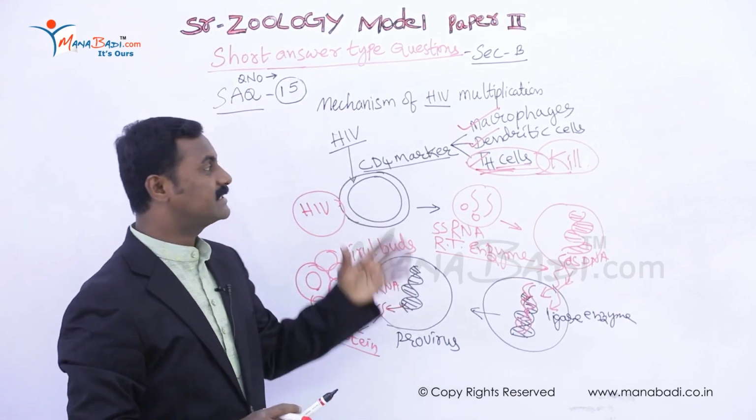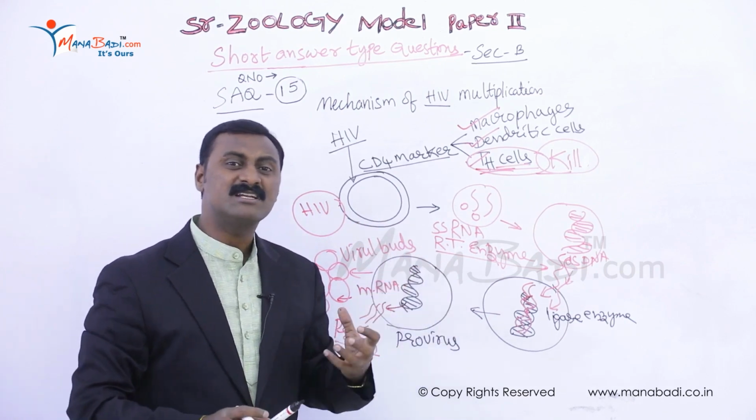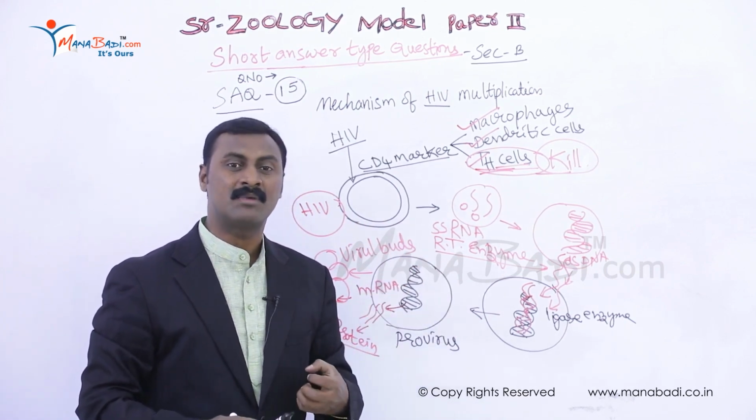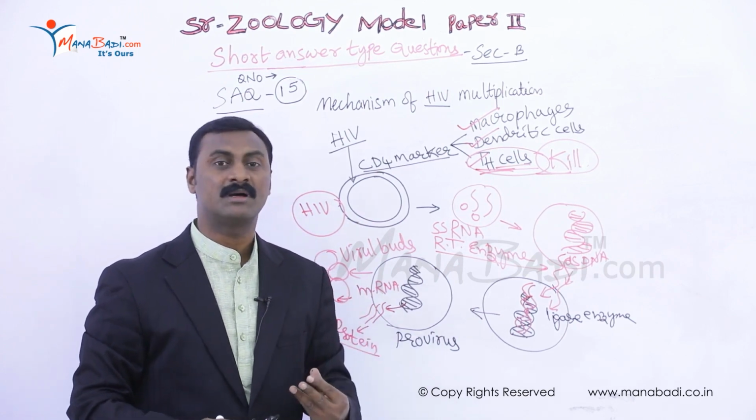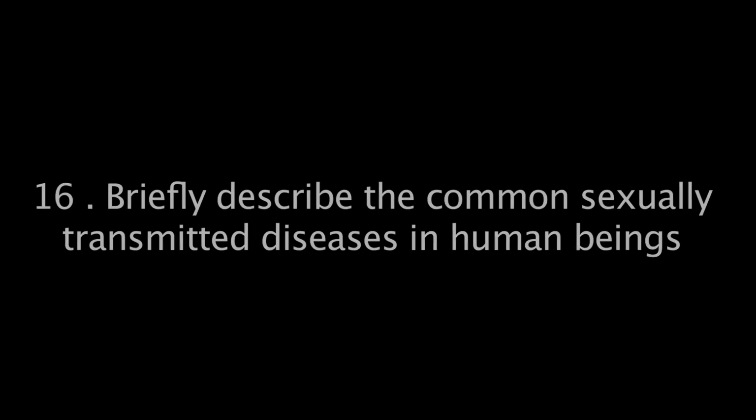So like that, the HIV virus completely takes over our immune system and dominates it. Due to the failure of the immune system, the AIDS patient is going down.